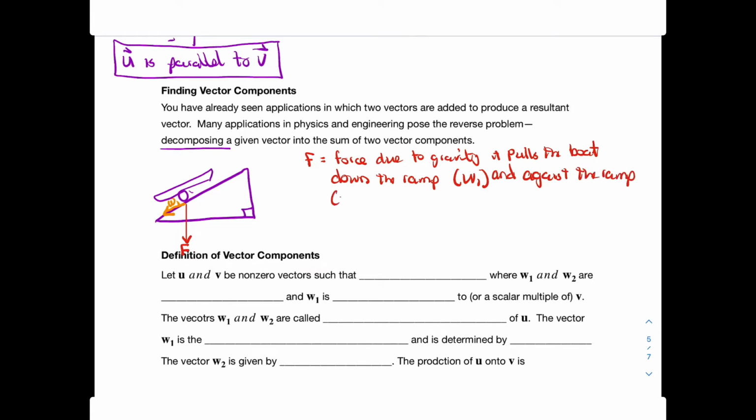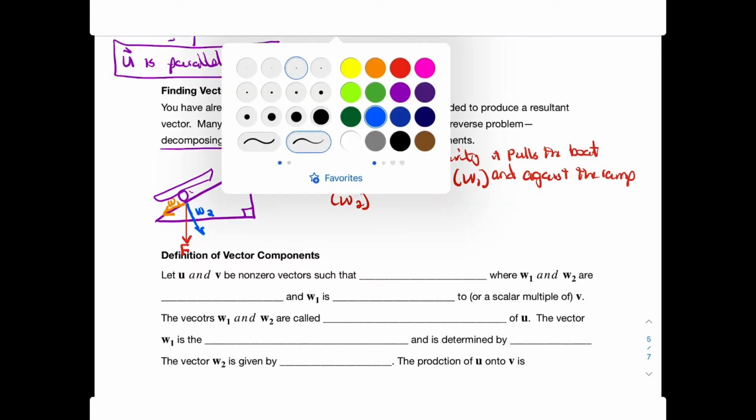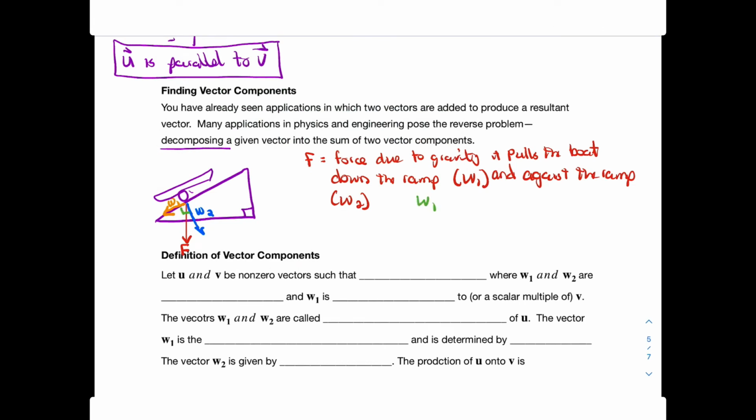And then we also have the force that works against the ramp, which could be this W2 here, and I'll do that in blue. So I could say the force vector has W1 and W2 as component vectors. The force vector is equal to the vector W1 plus W2. Notice that the W1 vector and the W2 vector are orthogonal to each other. They form right angles, so they are perpendicular to each other. Therefore, W1 and W2 are the component vectors of F, or we could simply say F is equal to the vector W1 plus the vector W2.